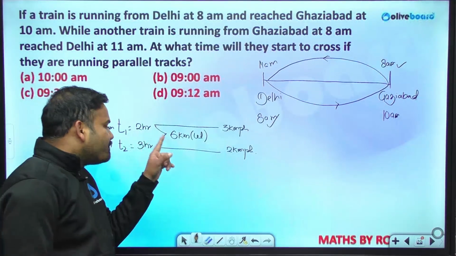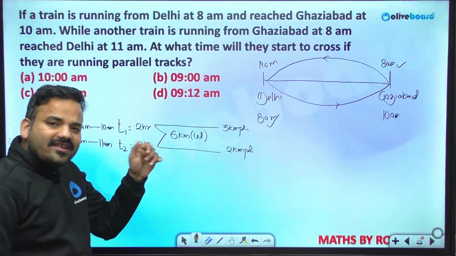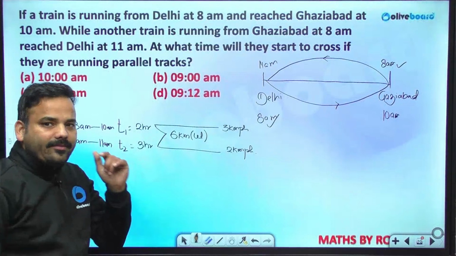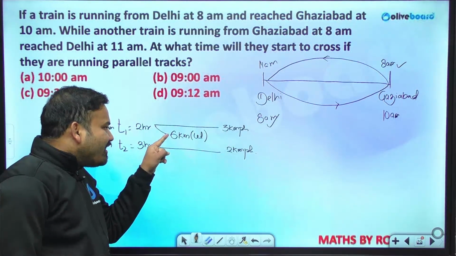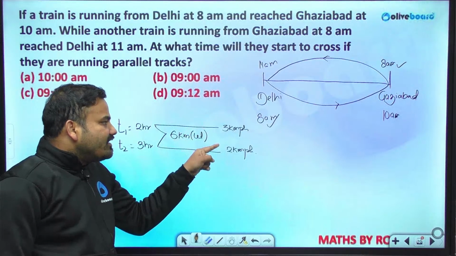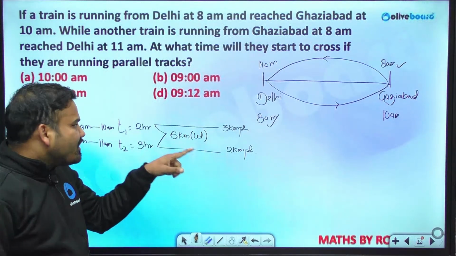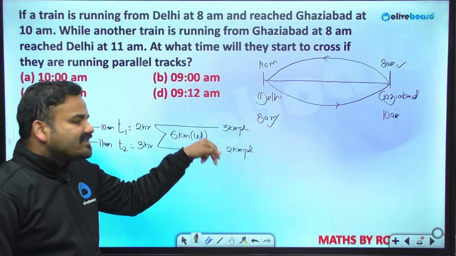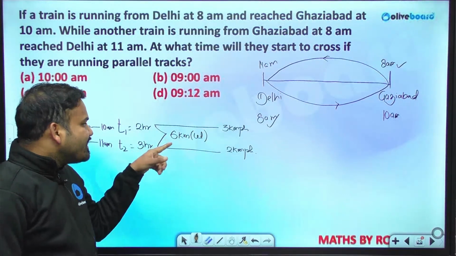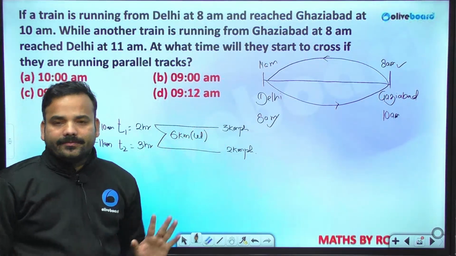Irrespective of what number you are considering, your answer will be the same. You will be getting the same time. But whatever number you are considering, depending upon the distance you are considering, the speed will change accordingly. If you are considering 6, it's 3 and 2. If you are considering 12, double, it will be 6 and 4. If you are considering 60, this will be 30 and 20.